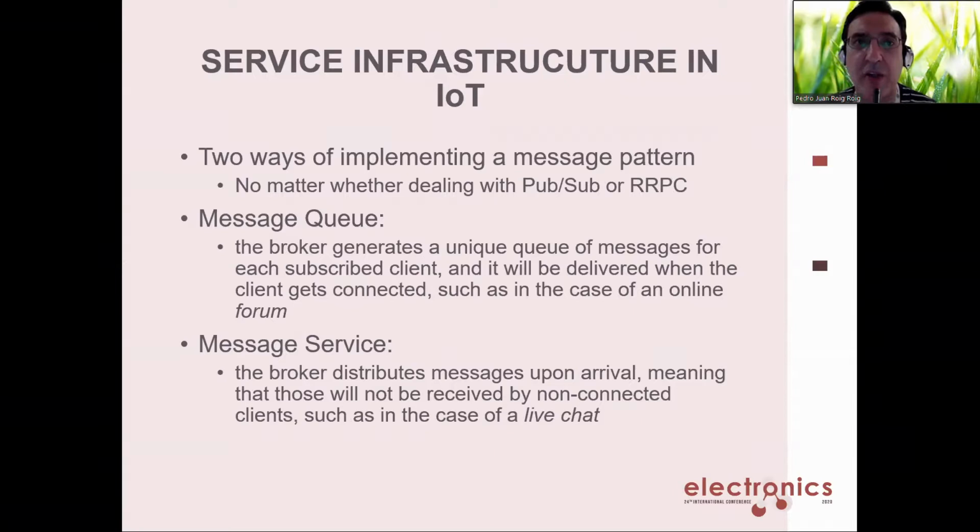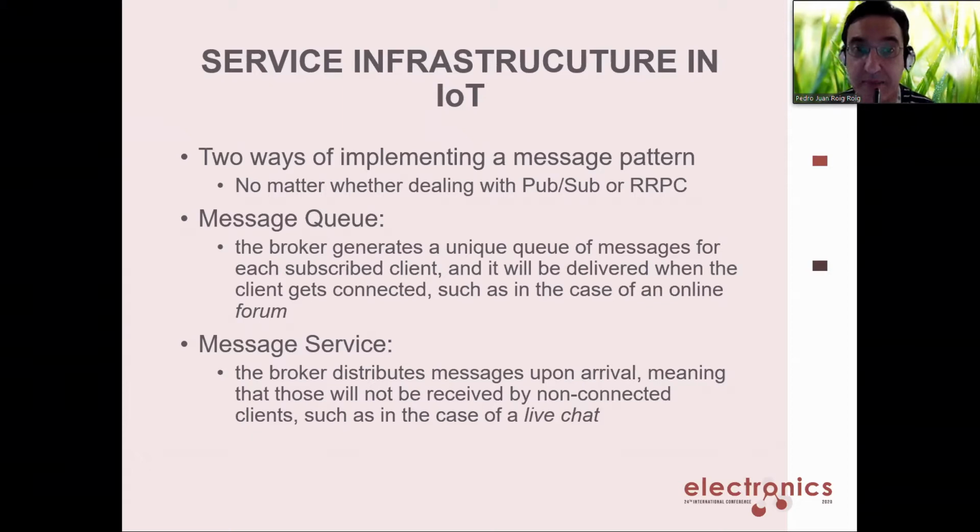Service infrastructure in IoT. Two ways of implementing a message pattern, no matter whether dealing with PubSub or RPC. First of all, message queue, where the broker generates a unique queue of messages for each subscribed client, and it will be delivered when the client gets connected, such as in the case of a live online forum. And another case would be message service, where the broker distributes messages upon arrival, meaning that those will not be received by non-connected clients, such as in the case of a live chat.